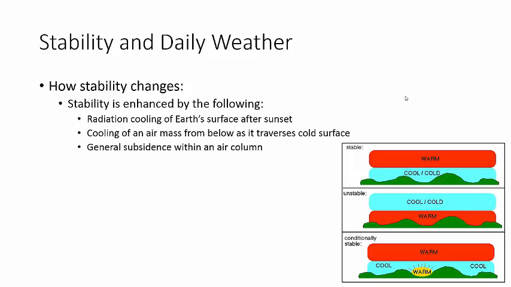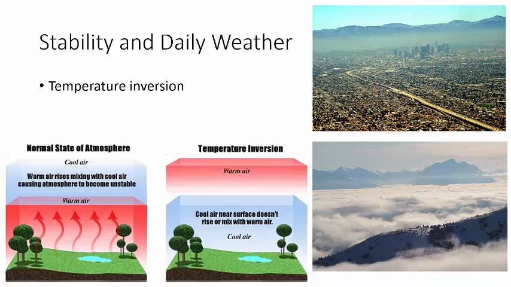How do you make it more stable? Well, this is stable, right? The Earth will radiate the heat away, especially this happens at night. The Earth radiates its heat away, and so it makes it colder. Temperature inversion can cause a stable atmosphere.